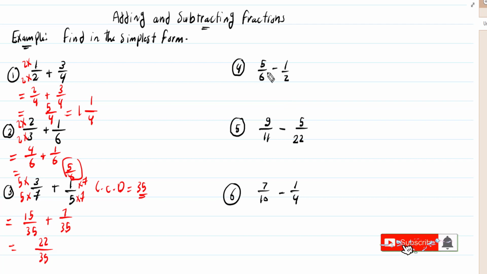Number 4, 5 over 6 minus 1 over 2. The LCD is very easy to determine, which is 6. How can you make 2 into 6? By multiplying by 3.